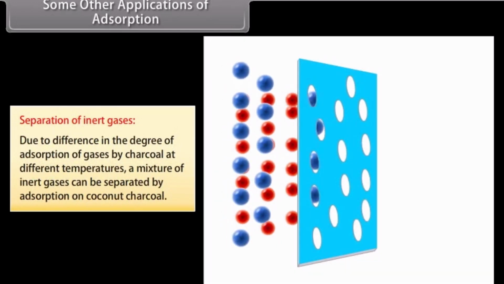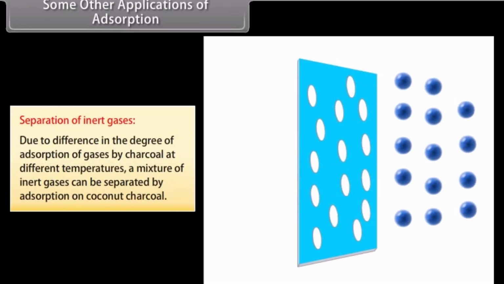Separation of inert gases. Due to the difference in the degree of adsorption of gases by charcoal at different temperatures, a mixture of inert gases can be separated by adsorption on coconut charcoal.